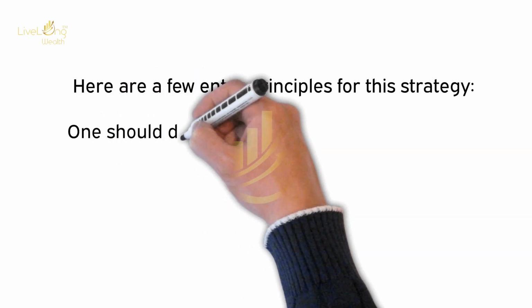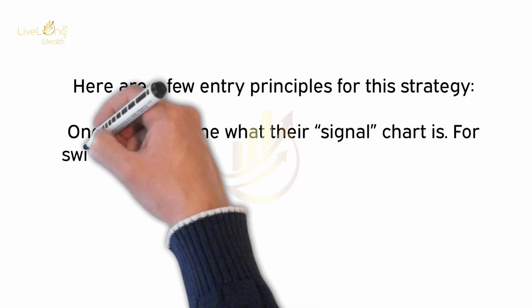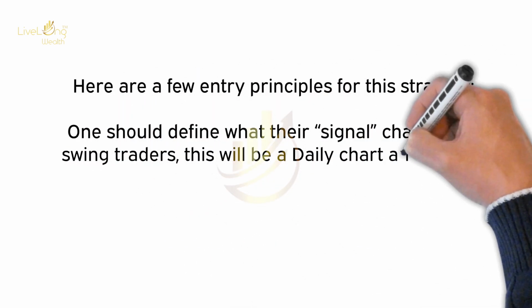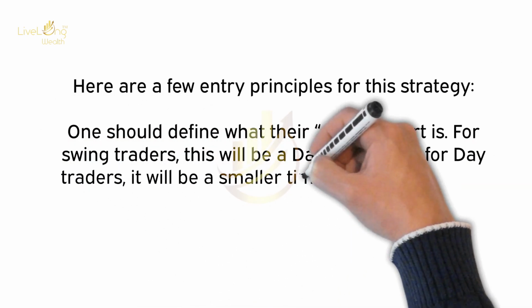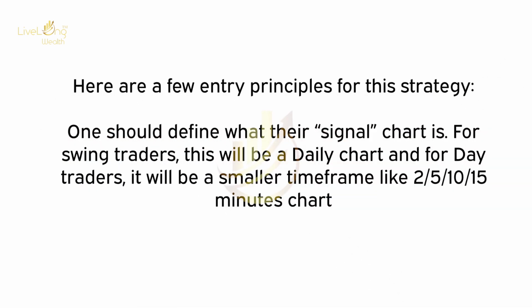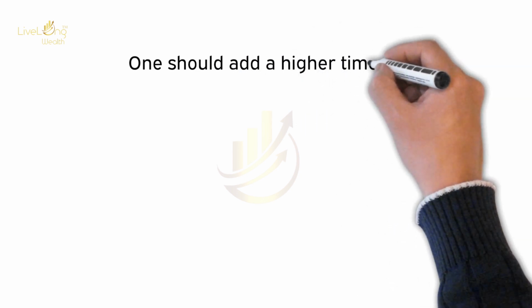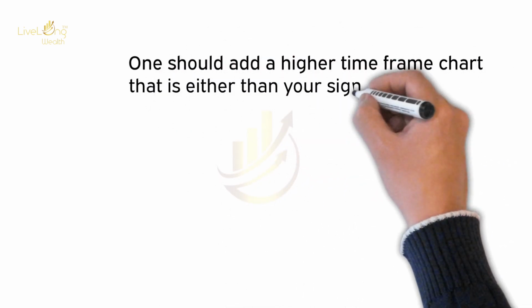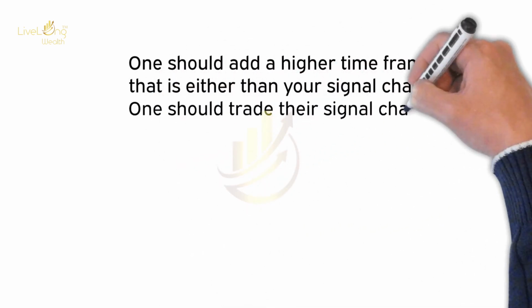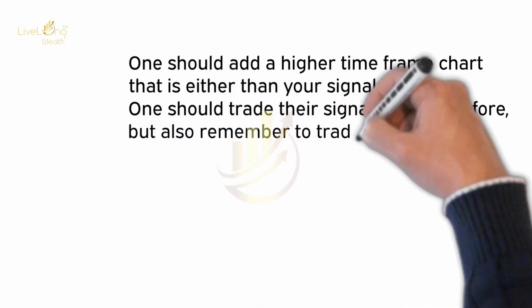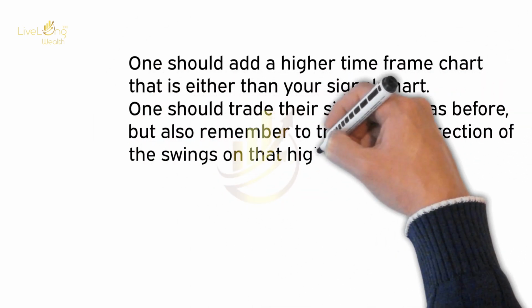Here are a few entry principles for this strategy. One should define what their signal chart is. For swing traders, this will be a daily chart, and for day traders, it will be a smaller time frame like a 2, 5, 10, or 15-minute chart. One should add a higher time frame chart than the signal chart. One should trade their signal chart as before, but also remember to trade in the direction of the swings on that higher time frame chart.